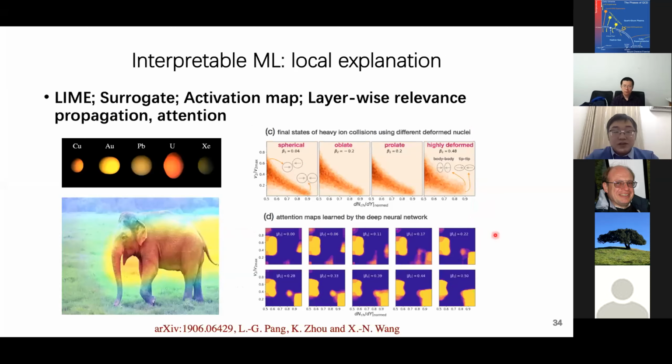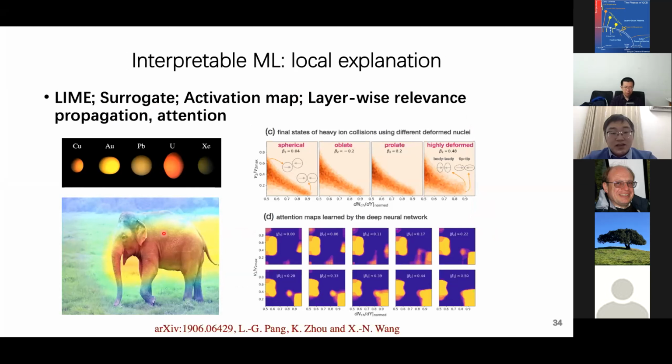But most importantly, there is local explanation, which means one wants to know which region is most important for this specific classification or regression task. In this surrogate method, one can mask some piece of the input image and feed it to the network to see the prediction difference. In that way, one can make an importance map.